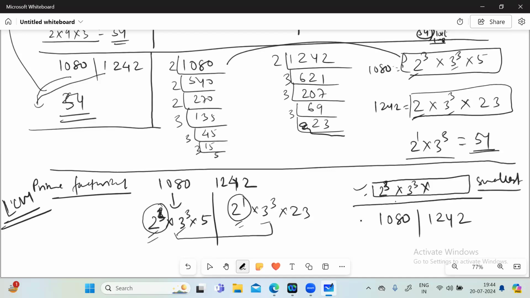I will also have to cover this 5 because this number needs to get divided by 1080. And I will also have to multiply the number by 23 because this number also should get divided by 1242. So this is how we get LCM with the help of prime factorization.